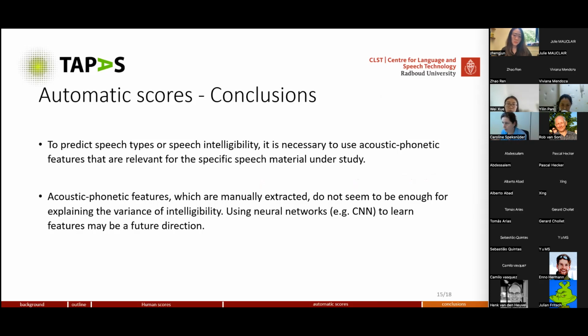Overall, we can conclude that to predict intelligibility or to classify speech type, it is necessary to use acoustic phonetic features that are relevant for that specific speech material, since they perform differently in different materials. And also, such manually extracted features do not seem to be enough for explaining the variance of intelligibility. So using neural networks, such as convolutional neural networks, to learn the features directly from the speech may be a future direction.